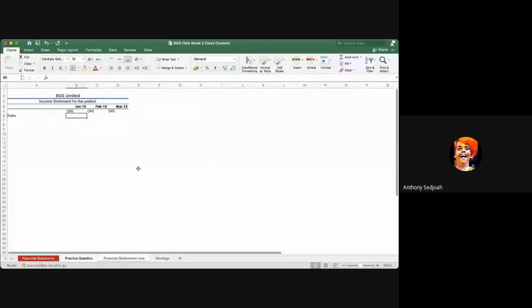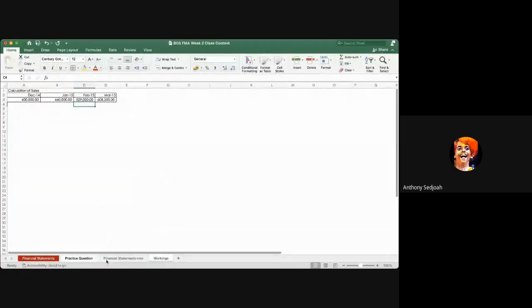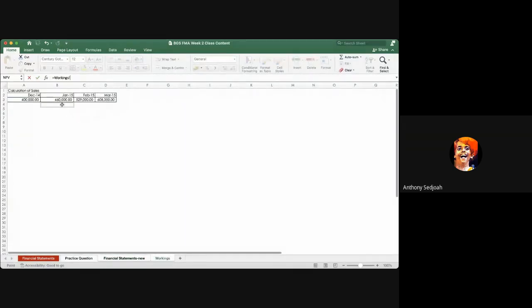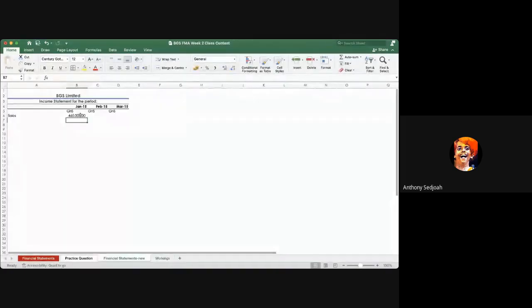Okay. So now that we have our sales, let's put it in our income statement. So instead of copy and paste, I'll use cell referencing. Sales for January 2015 equals, then I select the next sheet, the working sheet, then I select the cell with the sales and press enter. Then I shift it to the right like this.